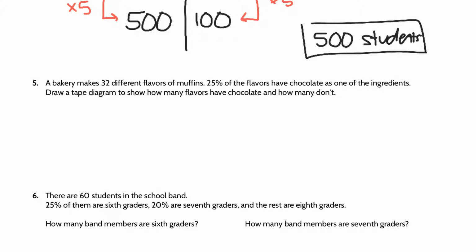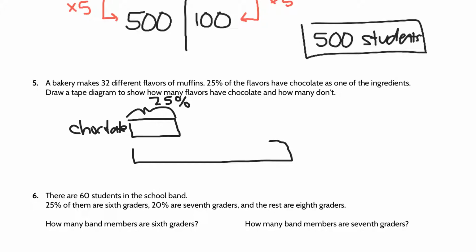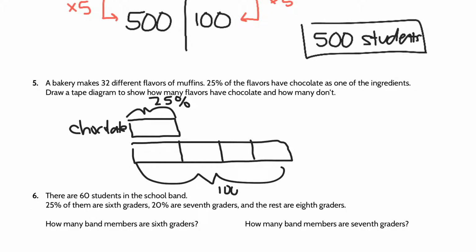Well, 25% we're going to represent using just a single bar. This is the one that has chocolate. Now, if chocolate is just 25%, we're going to have a larger tape diagram that represents all the flavors, which is 100%.